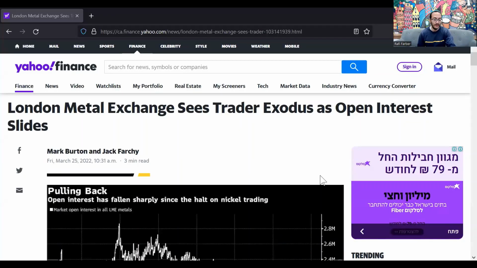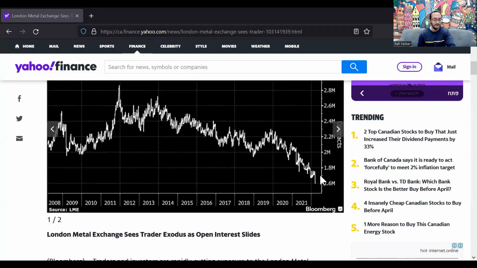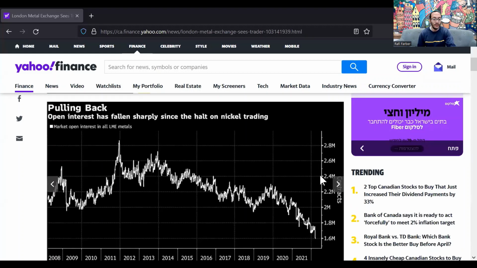This is from Bloomberg, syndicated by Yahoo. Here you have the graph of open interest in nickel, meaning the amount of contracts that are open.